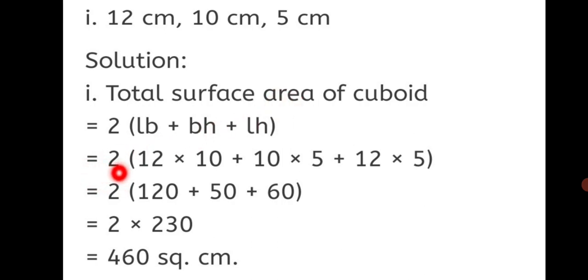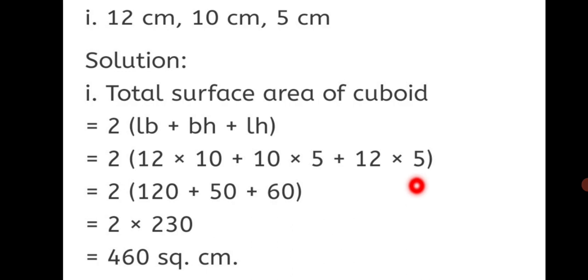So the solution, total surface area of cuboid formula we will write first, is equal to twice length into breadth plus breadth into height plus length into height. Before beginning this, you can write length is equal to 12, breadth is equal to 10, height is equal to 5 centimeter if you want, or you can directly start with the formula. Is equal to 2 times. Now keep the bracket as it is. Instead of length into breadth, we will write length 12 and breadth 10. So 12 into 10. Plus sign comes after it. Now we have breadth into height. So 10 into 5. Plus sign follows. And next we have length into height. Length 12 and height is 5. So 12 into 5 and then we close the bracket.